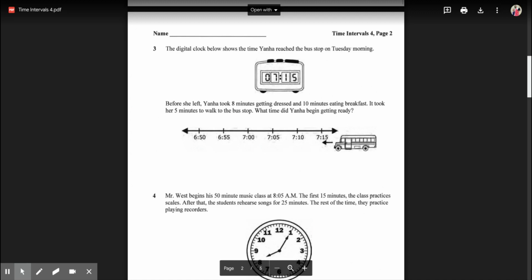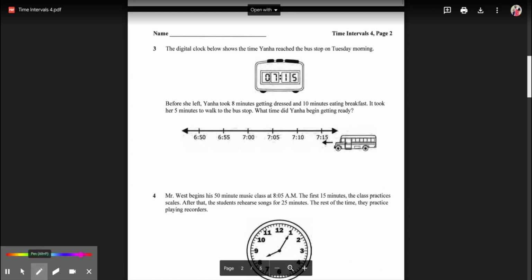All right, so we know that Yana got to the bus at 7:15. And it even shows a little number line here, and it shows 7:15 is kind of the end of that. That's when she gets to the bus. It talked about her getting dressed and eating breakfast and then having to walk to the bus stop. But it wants to know what time she began getting ready. So she began before walking to the bus stop and before eating breakfast and before getting dressed. So let's look at that.